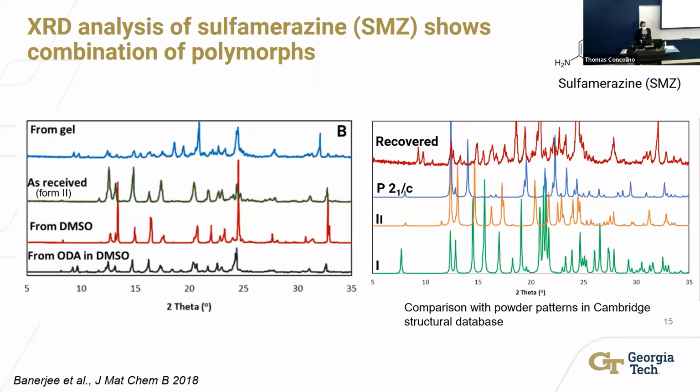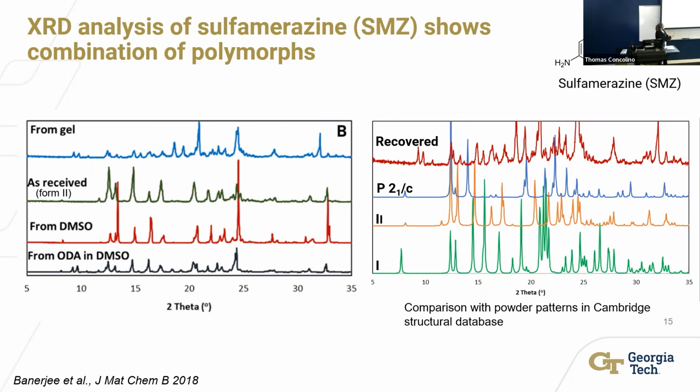Now for sulfamerazine, we found a little bit different behavior. Instead of having the amorphous form recovered, we get a mixture of different polymorphs. So again, here we have our crystallized from the gel. This is as received, from DMSO, and from ODA in DMSO. So as received in this case was form 2.